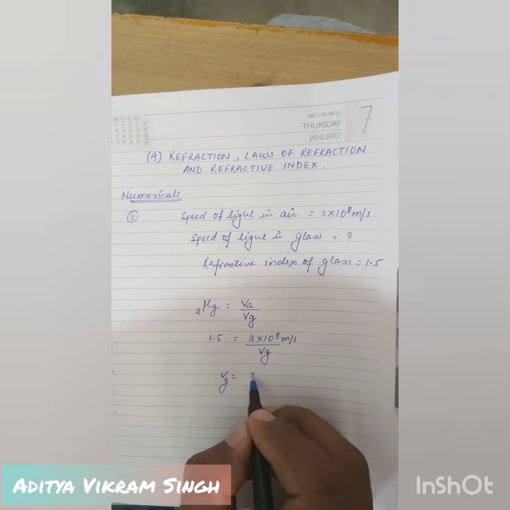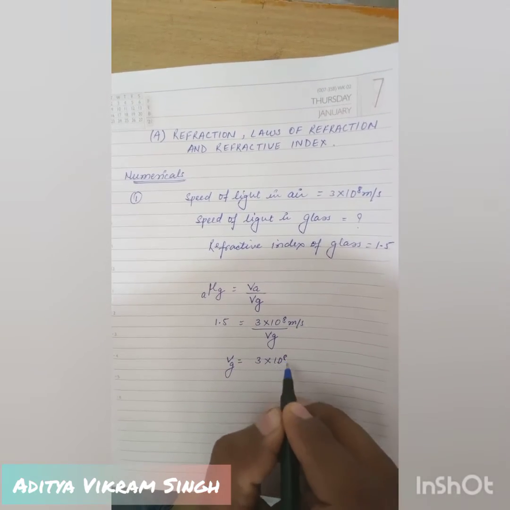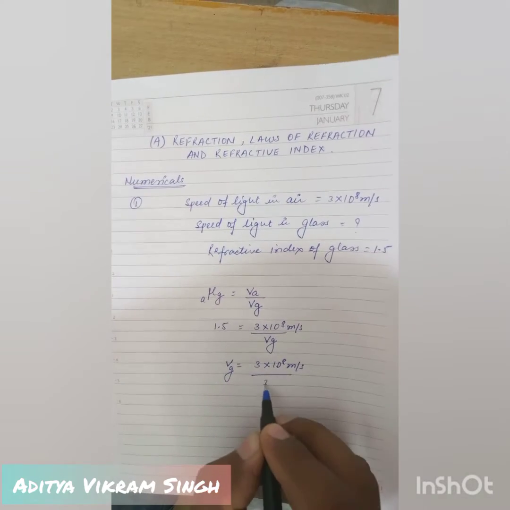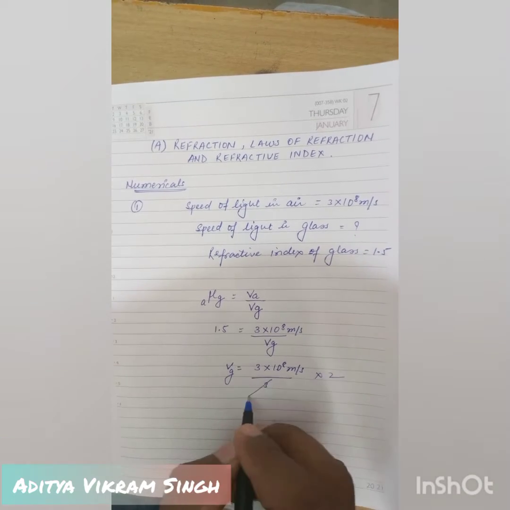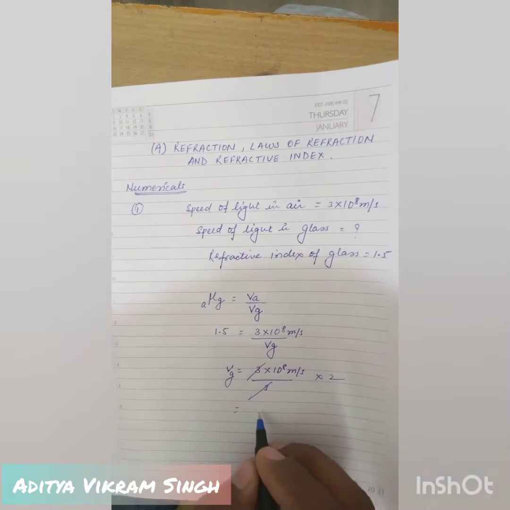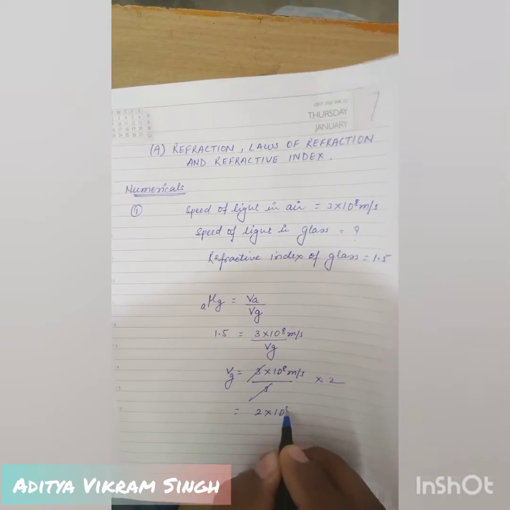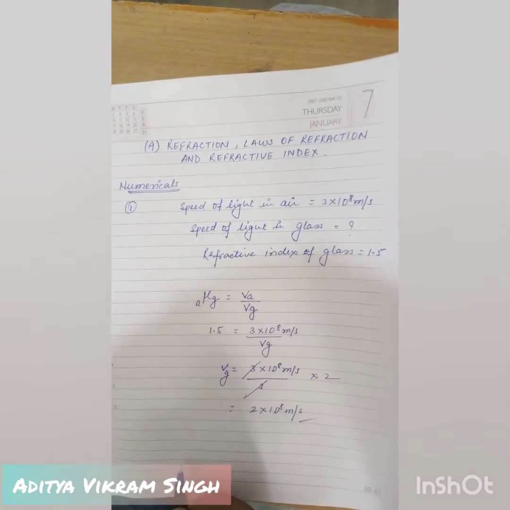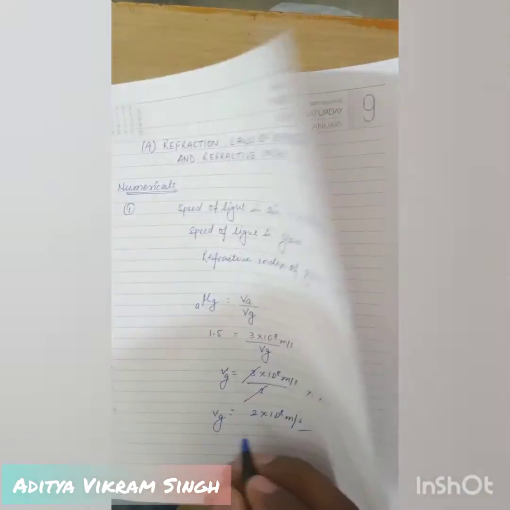Vg is 3 into 10 to the power 8 meter per second divided by 3 into 2. So this will get cancelled out, and we get 2 into 10 to the power 8 meter per second. This is our answer. This is the velocity of light in glass.